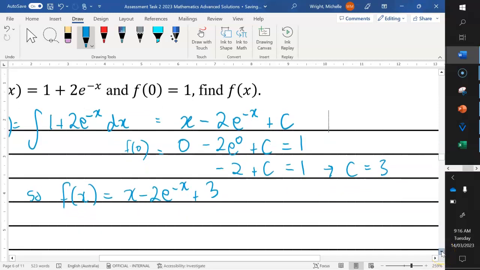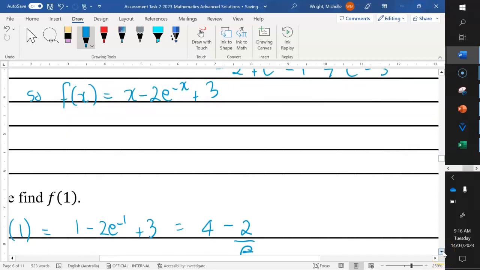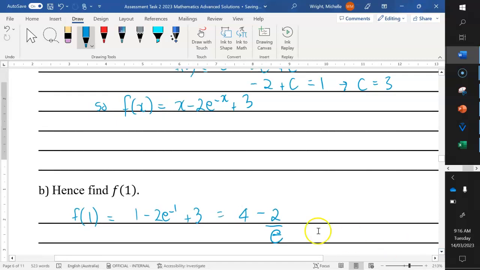Okay, pretty stock standard question, that one. Now, second part says, hence find f of 1. You needed to find f of x in order to find f of 1, so all I've done is popped 1 in where there is an x, and that's given me my answer. So 1 minus 2e to the minus 1 plus 3. Please don't pop it in your calculator. I want to leave it as an exact form.